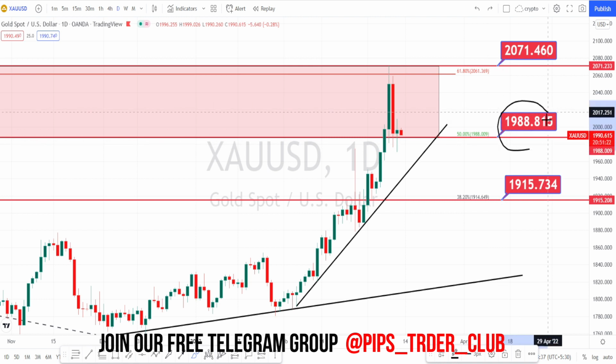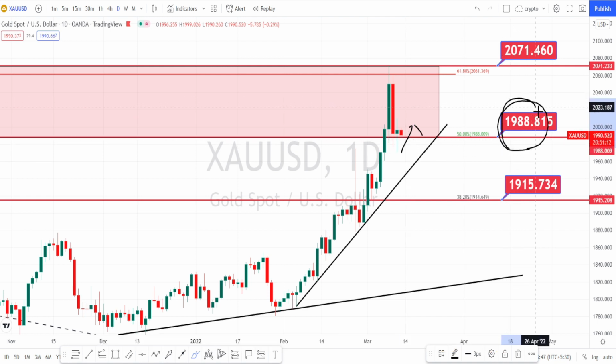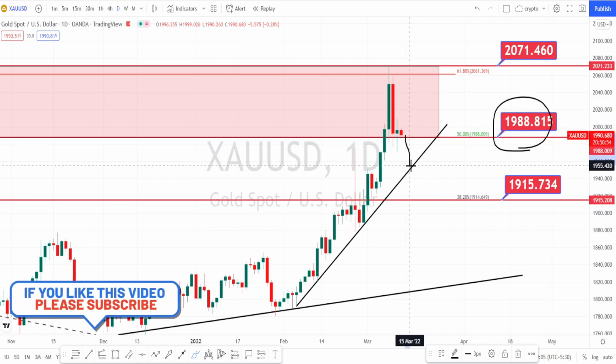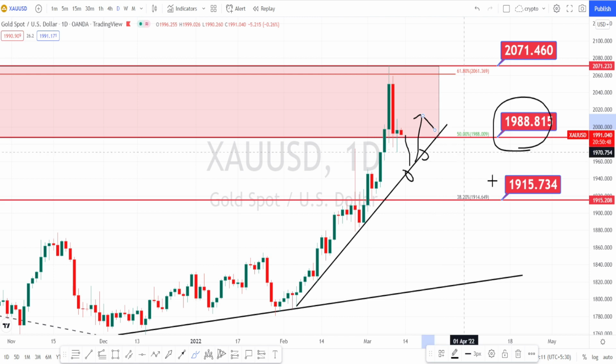Previously the price action had broken this support level of 1988. Again it has gone up, and again it is trying to break this support level. So this support level becomes weaker every time the price action tests it. Since this support level is weaker, I am expecting the price action to retrace down and test this trend line or the support line and to bounce back on the bullish trend.